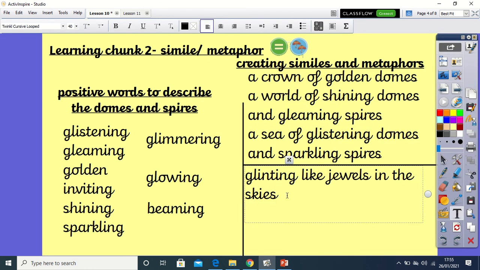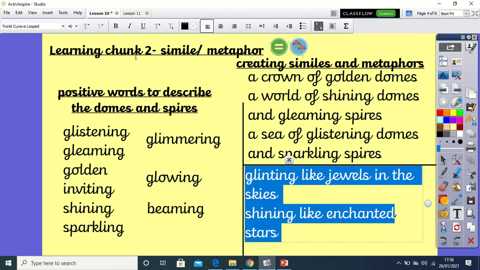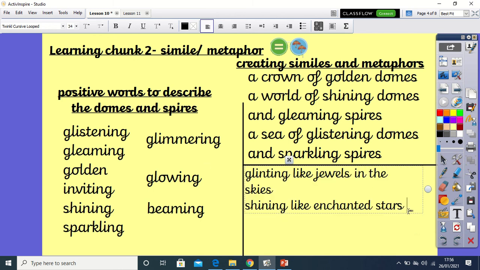And then here for our similes, if you're picking one of these, I'd say try not to repeat the word that you've used there. So we might say shining like enchanted stars or magical stars. We might also say, let's have a look, what haven't I used yet? Glimmering like precious treasures.